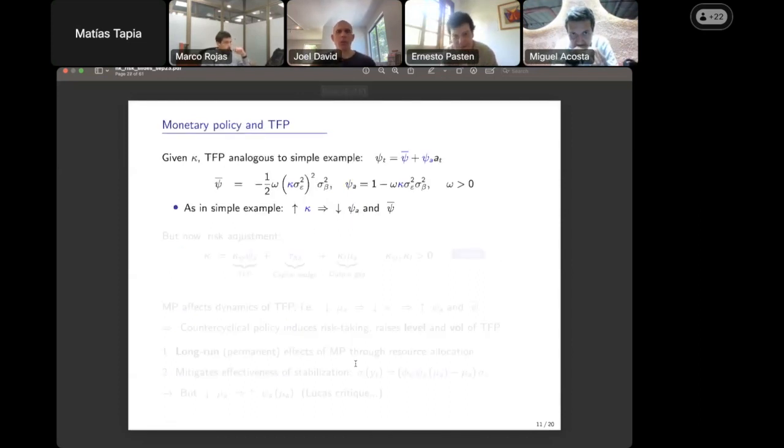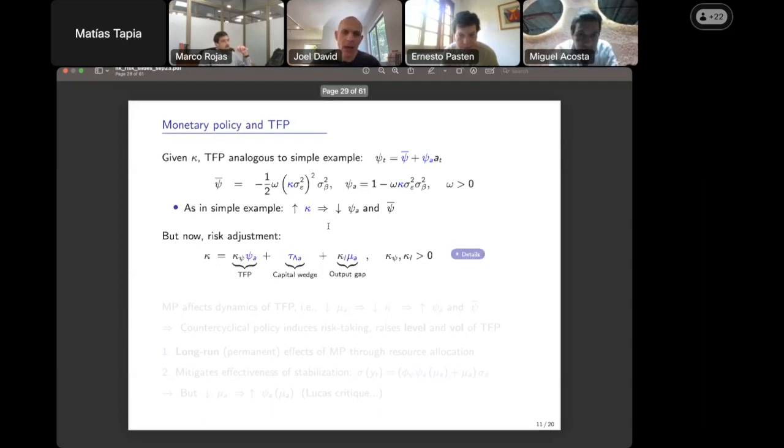Okay, so coming back to the question from before, what are the effects of these distortions? Why did I show you the whole simple model in the first place? It turns out in this fully fledged New Keynesian model with distortions, TFP takes exactly the same form as what I showed you before. Psi bar and psi A take exactly the same forms as a function of kappa. Higher kappa, more risk, means lower level of TFP, psi bar, and lower volatility of TFP, psi A. The only difference here is in the definition of kappa.